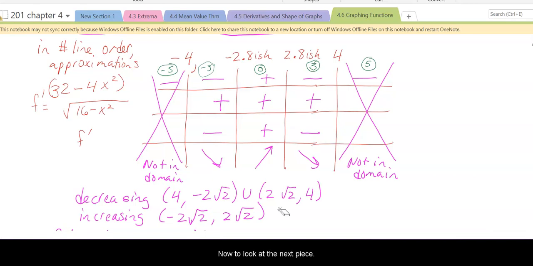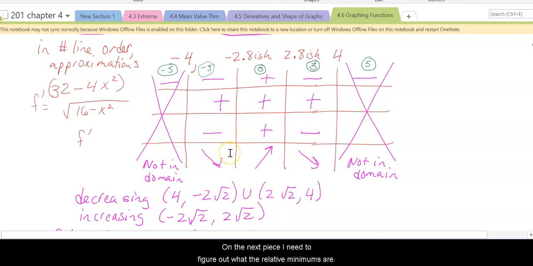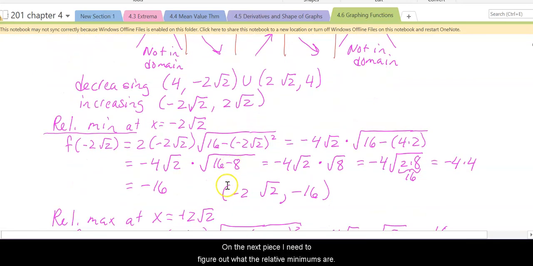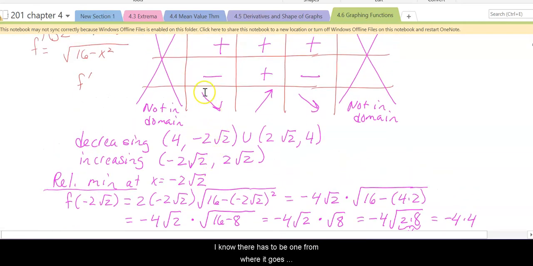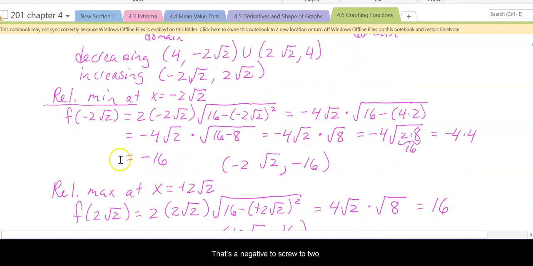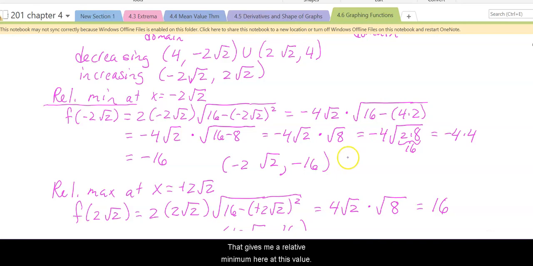Now to look at the next piece. On the next piece, I need to figure out what the relative minimums are. I know there has to be one from where it goes decreasing back to increasing. That's at -2 square roots of 2. I plug that into the function, work out a lot of algebra, and I come up with a y value of -16. That gives me a relative minimum here at this value.